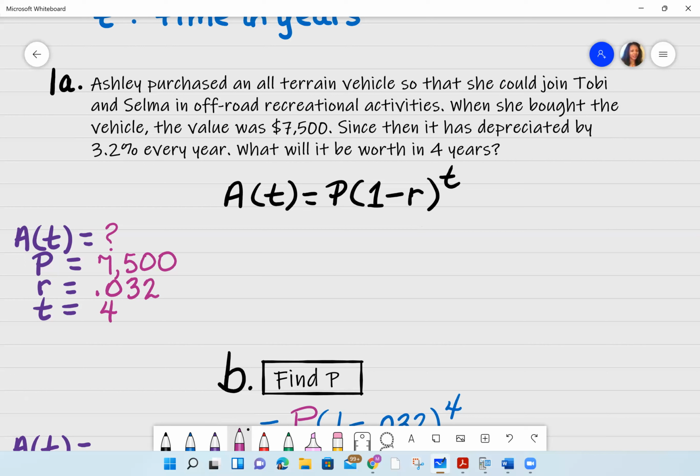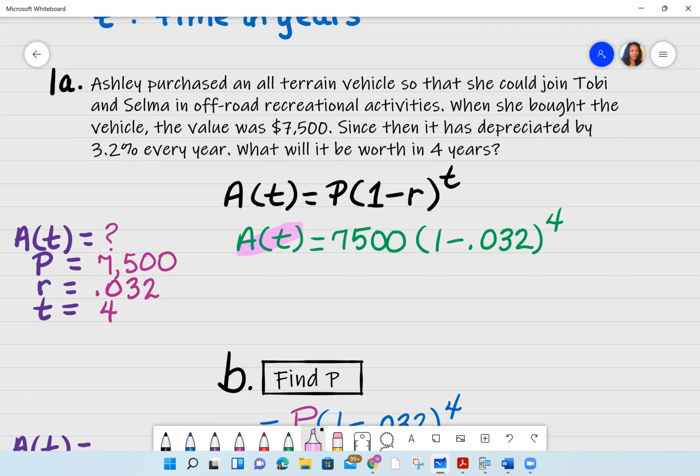I look over at my actual formula and I notice where each one of the variables is positioned, and that's where I'm going to put this information that I just pulled out. A of t is the one that I'm trying to find, so I'm just going to leave it as A of t. P is now 7,500, multiplied times the quantity of 1 minus the rate, which is 0.032, and that's raised to the 4th power. If I ever have a variable on a side by itself, all I have to do is go to the calculator and type in exactly what I see on the opposite side of the equal sign. So that's what I'm going to do.